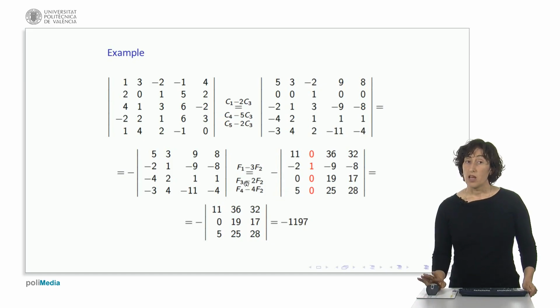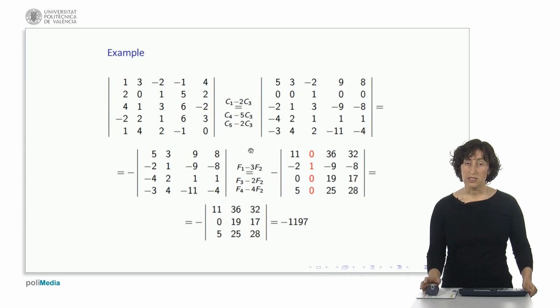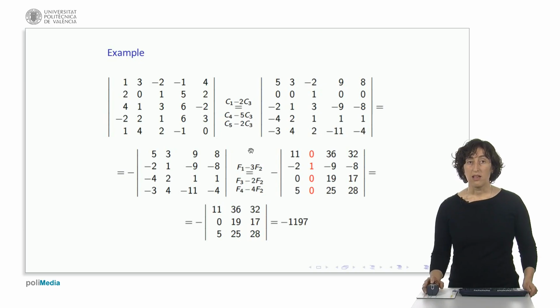Be careful, because operations with columns and rows can be done in determinants. But this type of operation cannot be done with columns if we are working with the Gauss method for systems. The Gauss method only admits operations with rows, just like in the inverse calculation by the Gauss method, which only admits operations with rows. In determinants, we can do both types of operations.